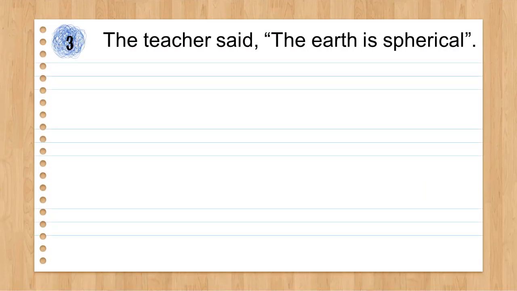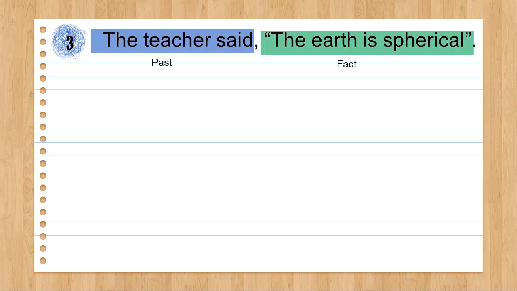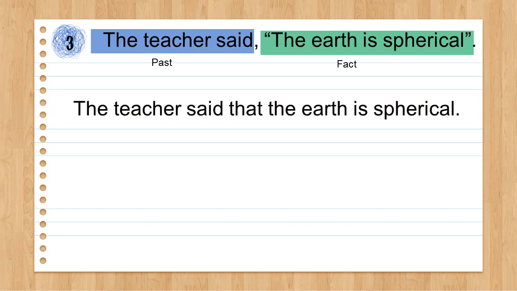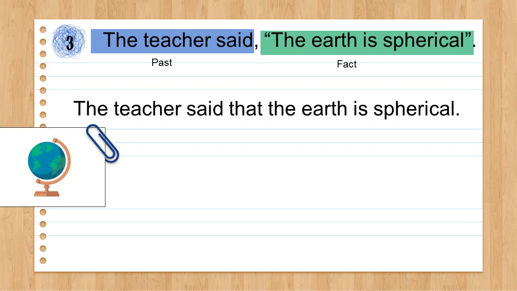Another fascinating instance is when we have a fact in our sentence. We can't change the fact, so we have to keep it the same. Let me show you. The teacher said the earth is spherical. I can't change it into the earth was spherical because that might imply that the earth is not spherical anymore. So my sentence will read, the teacher said that the earth is spherical. We cannot change the fact, so we have to keep the second part the same.